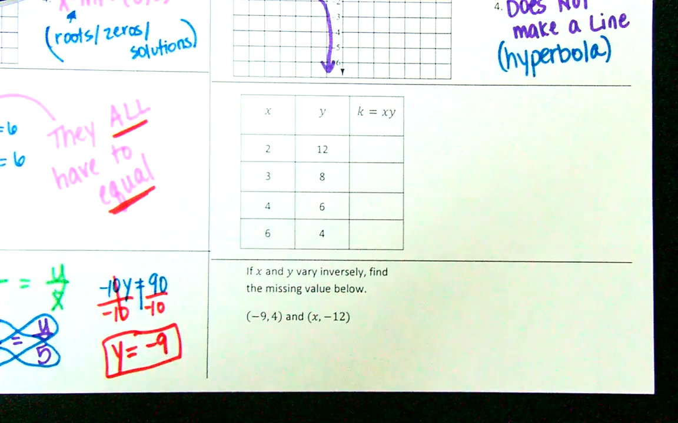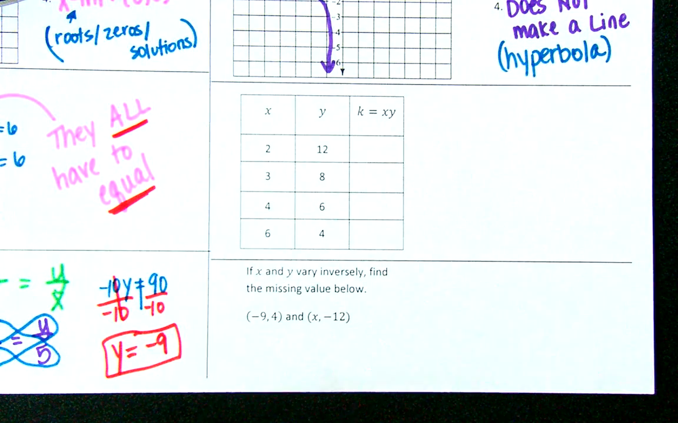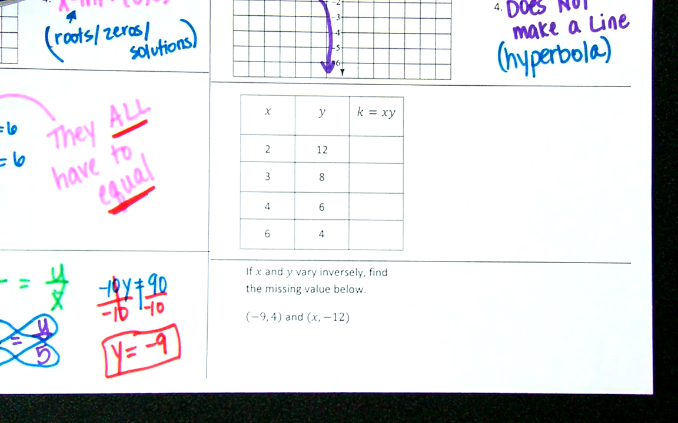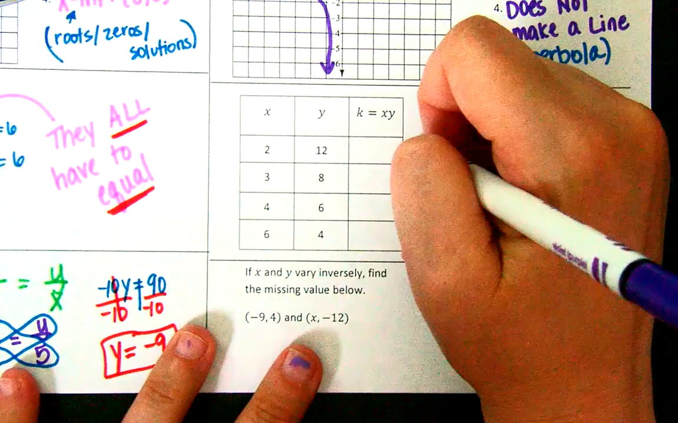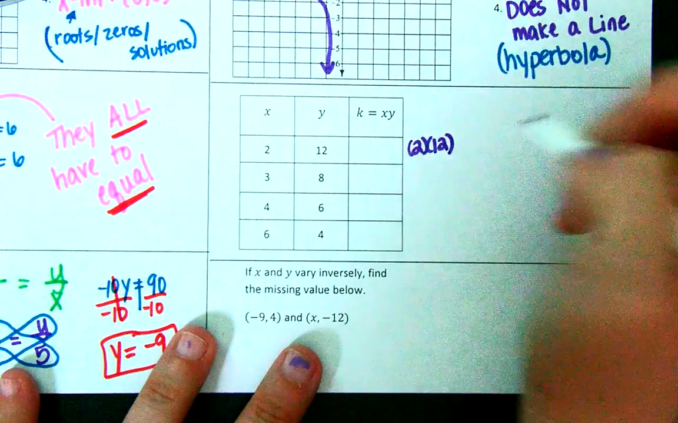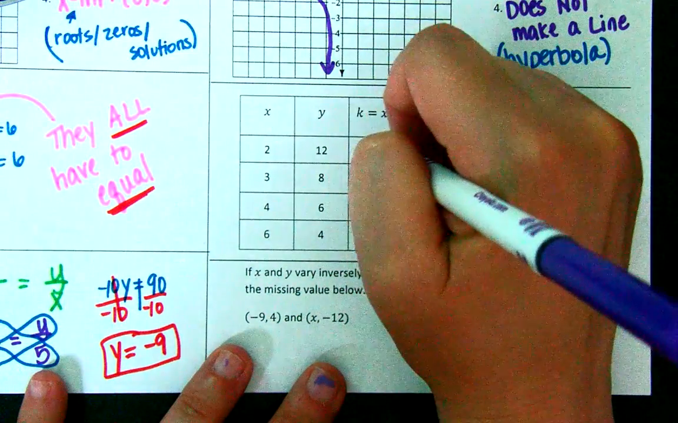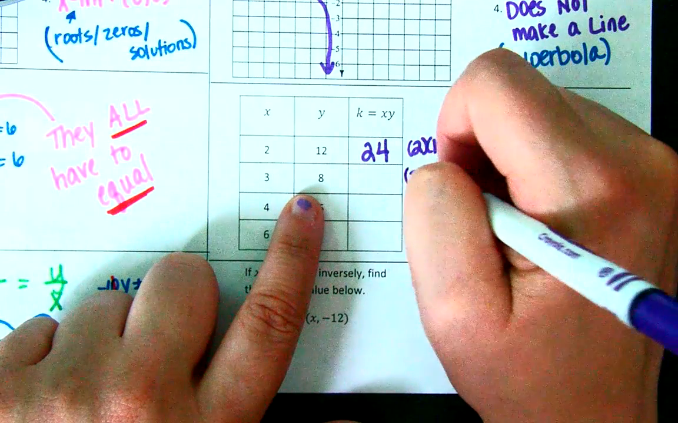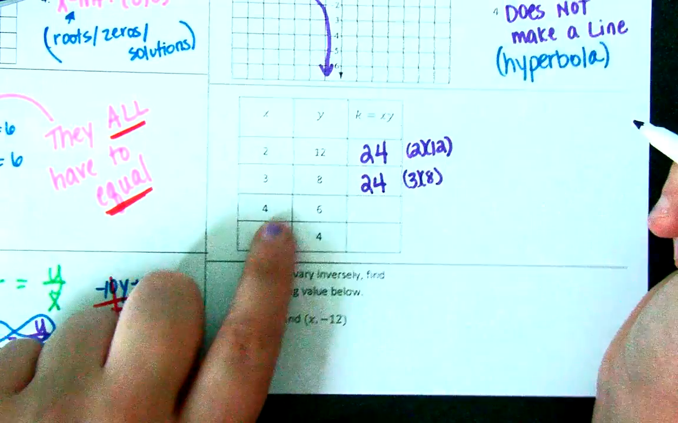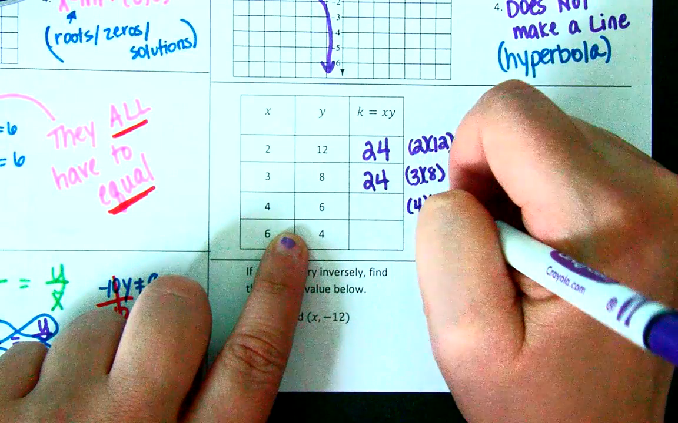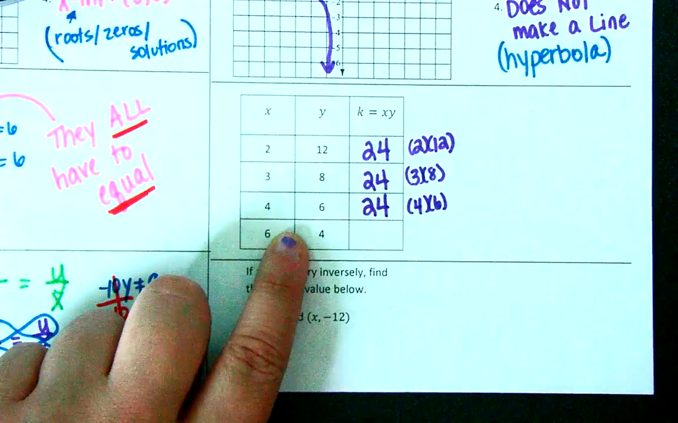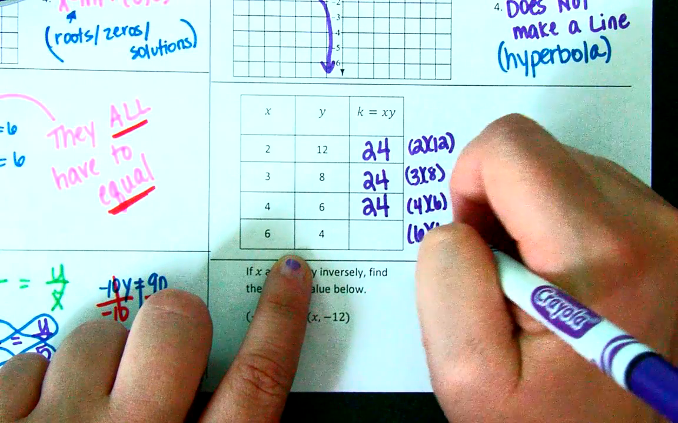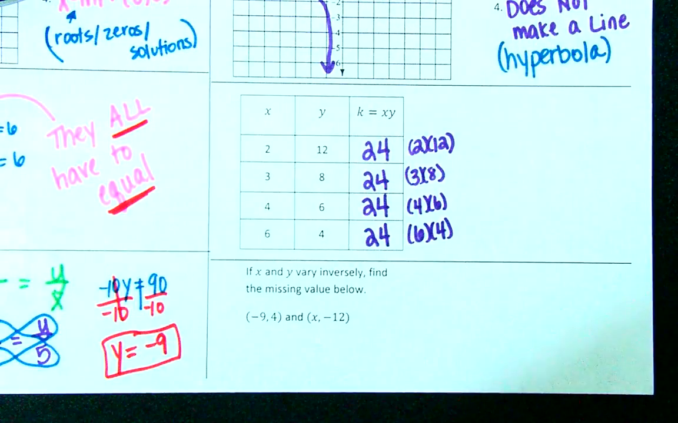Now, let's look at the table. How would we know if it's inverse by looking at the table? Well, in this case, we're going to multiply x times y. So here, my x is 2, so I take 2 times 12, and that gives me 24. And then I do the same thing for the next one. 3 times 8, that gives me 24. 4 times 6, that equals 24. And then the last one is 6 times 4, that equals 24 as well.